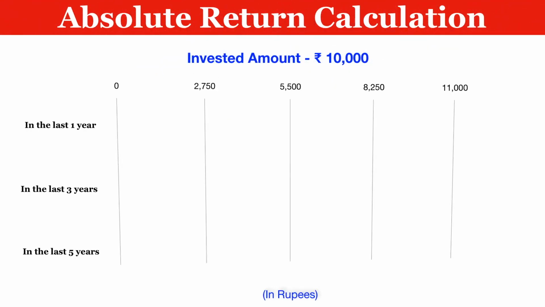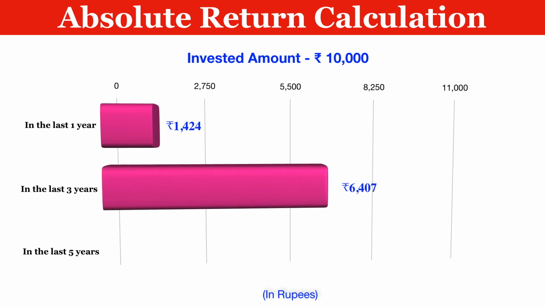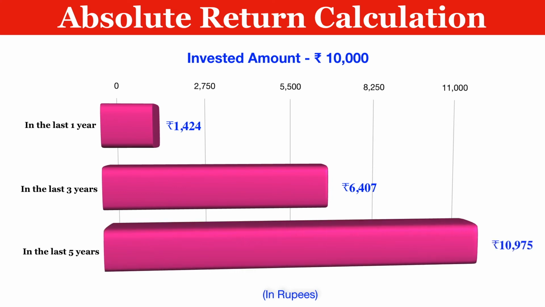Let's simplify this percentage calculation for the investment of 10,000 rupees. If you had invested 10,000 rupees in the fund in the last 1 year, you would have got the return of 1,424 rupees. In the last 3 years, it would have given you the return of 6,407 rupees. In case of last 5 years, it would have given the return of 10,975 rupees, which is more than 100% return for your investment.